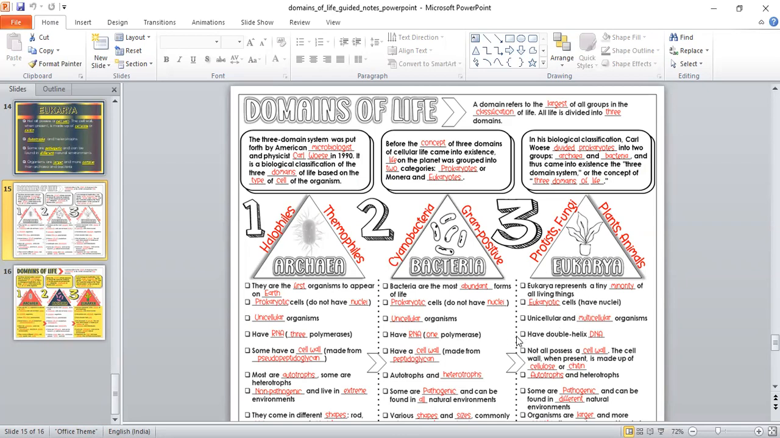The eukaryotes are the largest group of organisms on the basis of size, and they are represented in a tiny amount. Eukaryotic means they have a clear nucleus, and they are unicellular and also multicellular. They have a double helix DNA. Some of them contain a cell wall and some of them do not contain a cell wall, like humans do not have a cell wall.